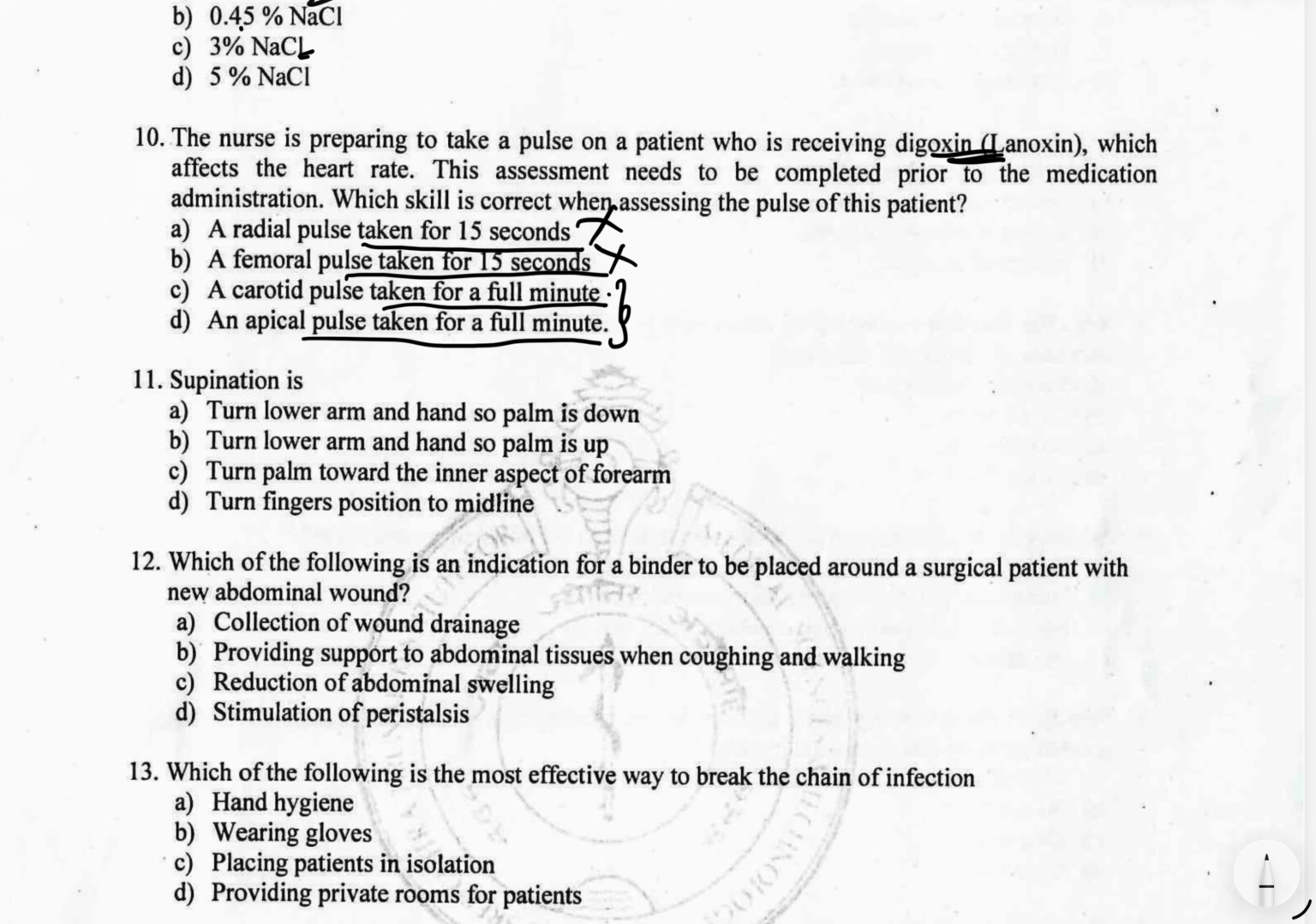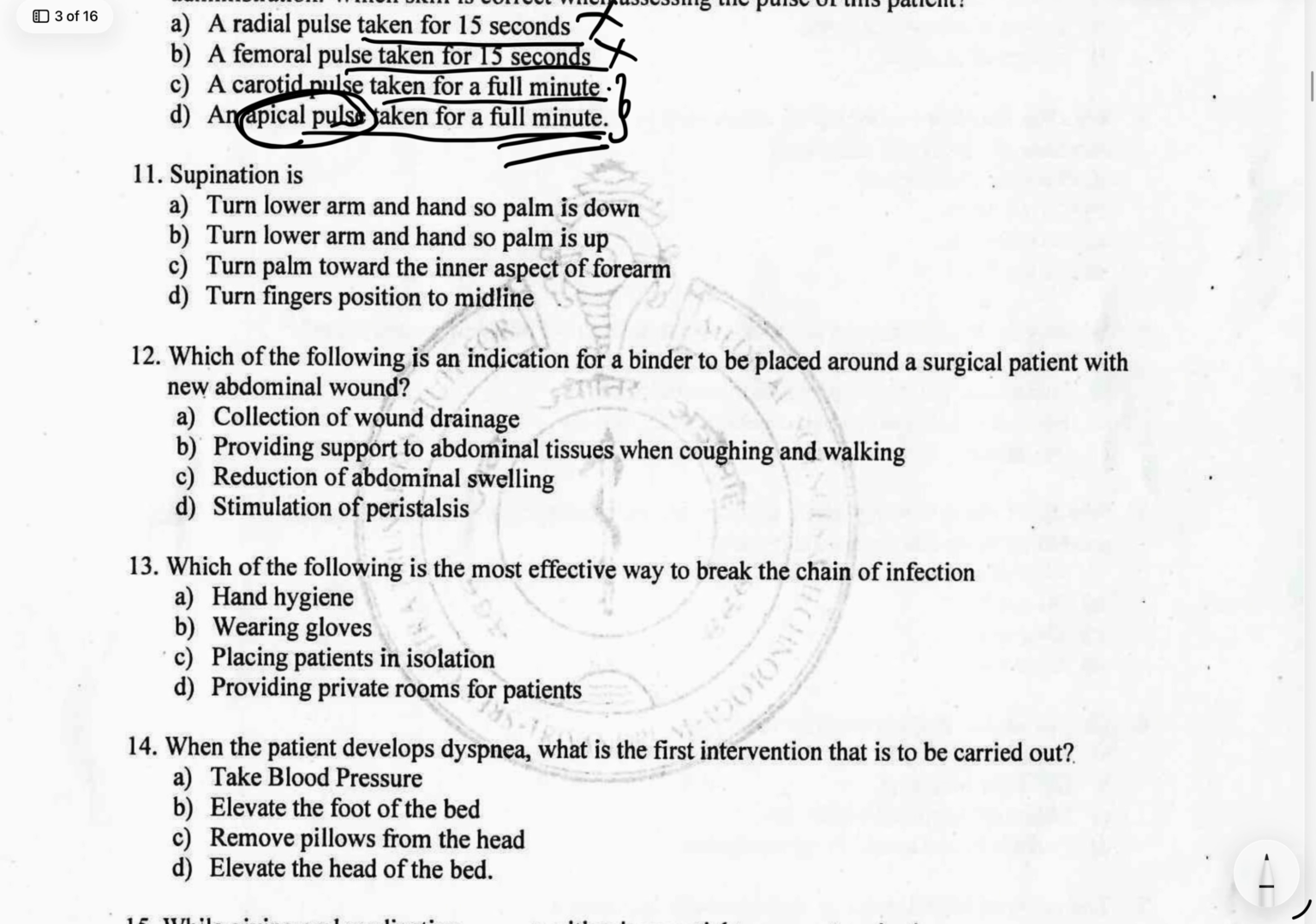So obviously, which pulse are we going to check for the patient? Apical pulse. For a patient who is taking digoxin, we will always check the apical pulse. We don't need to be checking carotid pulse here. We are going to check the apical pulse, and that too for a full minute before administering the digoxin medication for a patient.